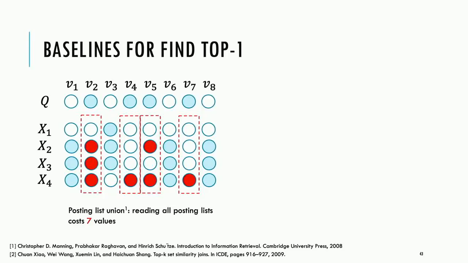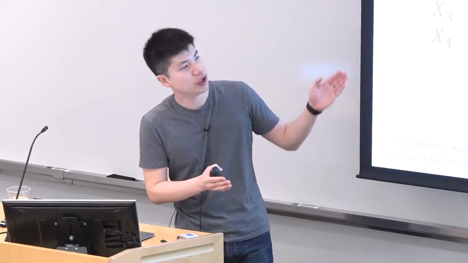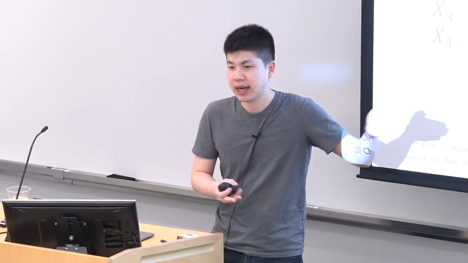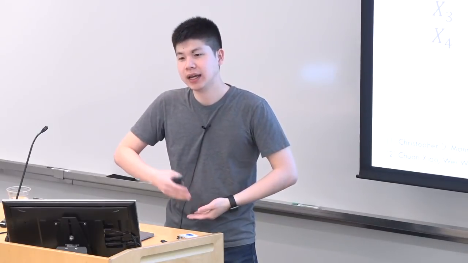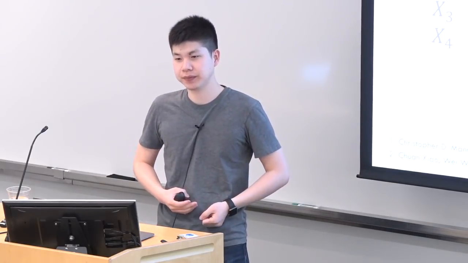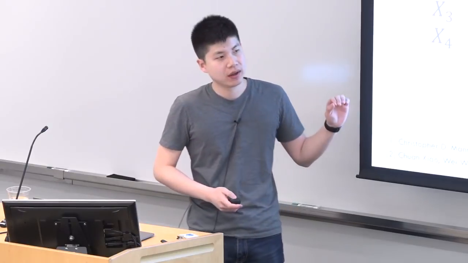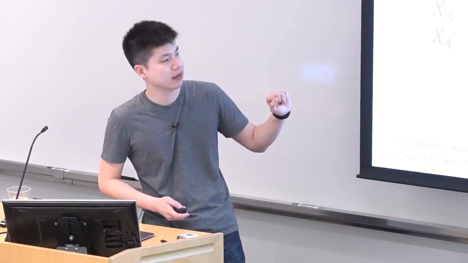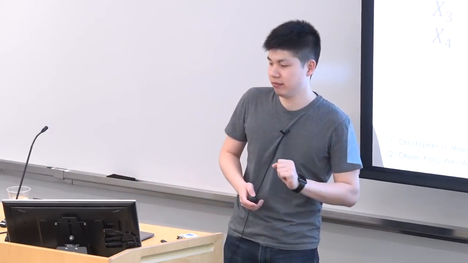The first baseline we talk about is very simple. It's called posting list union. What you do is just read all the posting lists and count the appearance of each set and take the one that has the most appearances. It's very simple. Now, if we look at how much it costs, it reads 7 values.